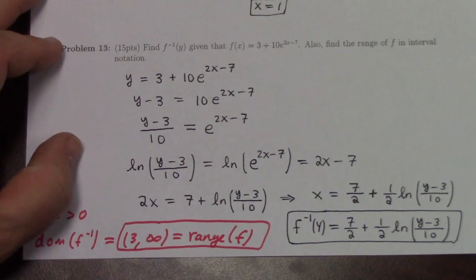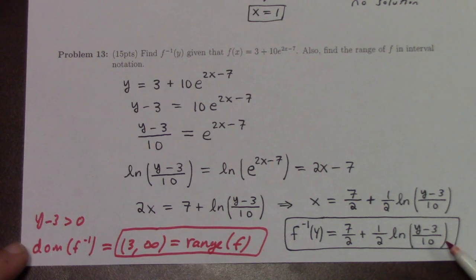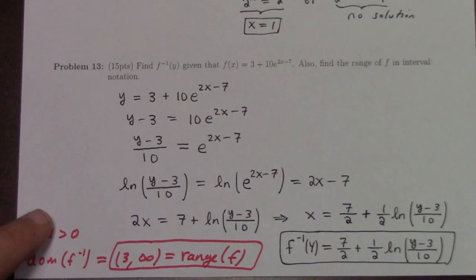Sorry about that. So yeah, to figure out the domain of the inverse function, we just look for where the natural log has a positive input, which would mean y minus 3 has got to be greater than 0, which has solution y greater than 3. So 3 to infinity is the domain of the inverse function, which is the range of the function. So 3 to infinity was the answer to that part. And there's the formula for the inverse function. Well, I hope that makes sense.